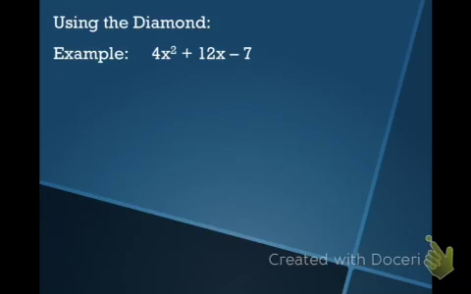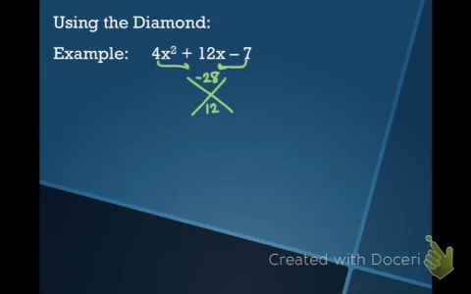So here's an example. 4x squared plus 12x equals negative 7. Let's go ahead and figure out how we would complete a diamond for this particular expression. First, we're going to set it up with our x. The number that goes on the top comes from multiplying A times C. 4 times negative 7 is negative 28. So that's the number I'm going to put on top. And then my B goes on the bottom. It would just be 12.